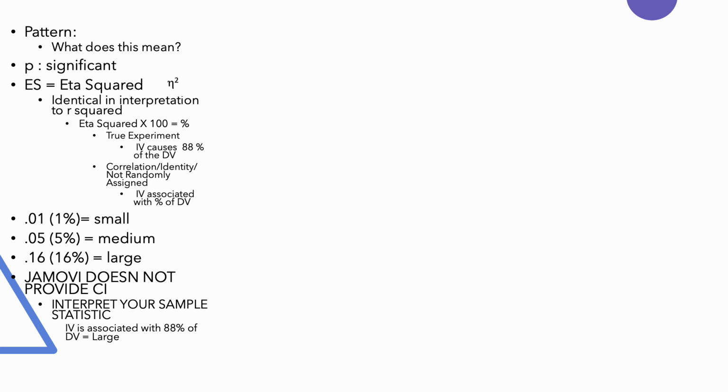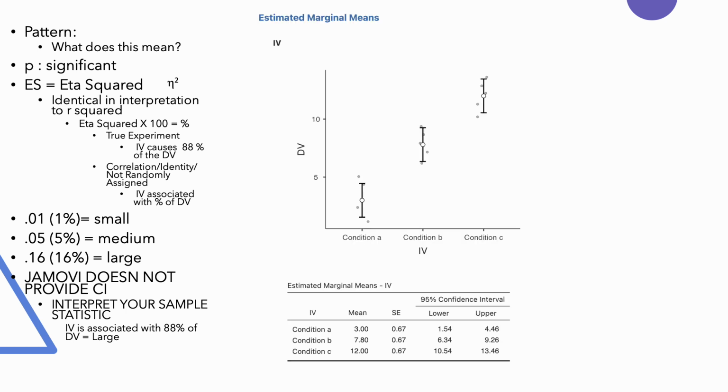So the first thing we're going to look at is the pattern. In order to do that, I like to look at Jamovi's graphs. We can see here that condition A is less than condition B, which is also less than condition C. That is a pattern that we are seeing. Now, what does this mean? That depends on your example. These examples do not have context, so you will have to figure out what this means for your problem.